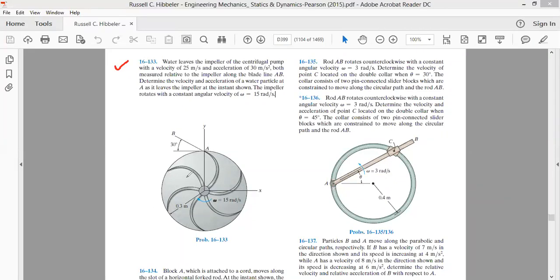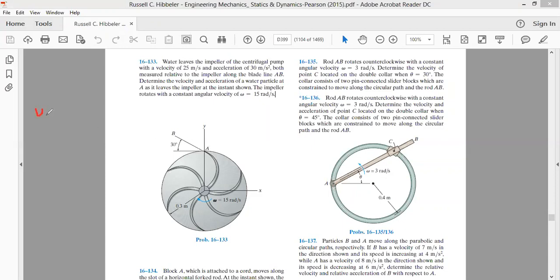Now, as far as this impeller is concerned, it is undergoing rotation, rotating clockwise with an angular velocity of 15 radian per second. As this impeller is rotating, within its blades, there is water. And this water leaves the blades in the direction of AB, with a velocity of 25 meter per second and an acceleration of 30 meter per second square. That is, we are having water and water is leaving the blades.